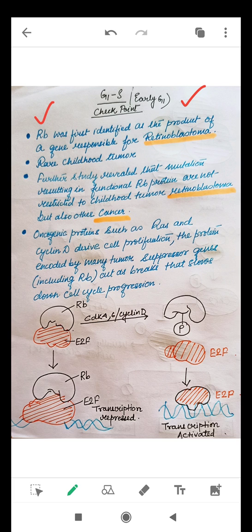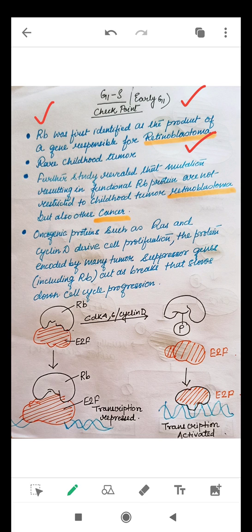So RB. Let's move on to the molecular biology of it, that is, how they regulate this particular cell cycle checkpoint. RB was first identified as the product of a gene responsible for retinoblastoma, which is a rare childhood eye tumor. So it is an eye tumor, right? Further, it was also found that if you inactivate or mutate RB, it will not only produce retinoblastoma, but it is also associated with several different types of cancer. Now the question is, how is this retinoblastoma protein associated with the cell cycle checkpoint?